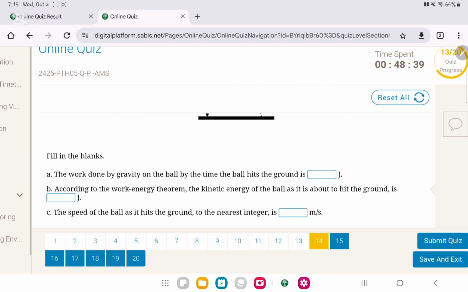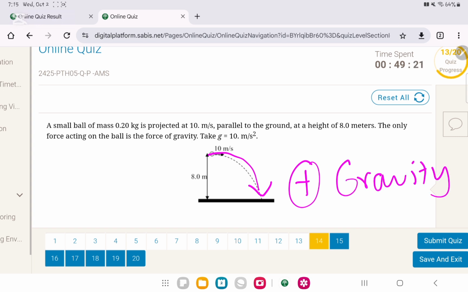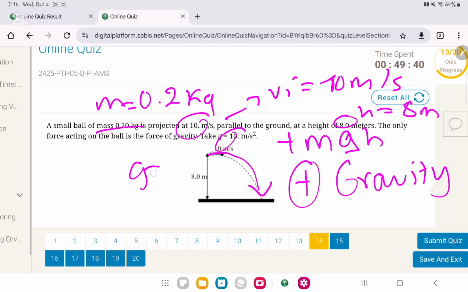Okay? Now the work done by gravity on the ball, if you see, the ball is falling downwards. So that means if it's falling downwards, it's going to be positive gravity. So that means it's going to be positive mgh. Again, our mass was 0.2 kg. Our initial velocity was 10 meters per second. And we had a height of 8 meters and g was 10 meters per second squared.